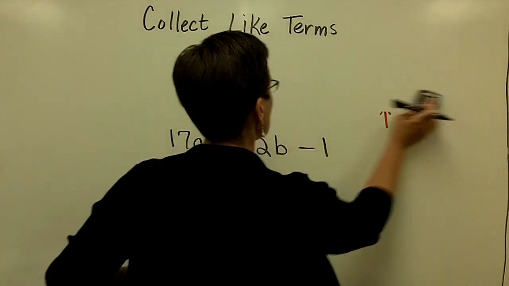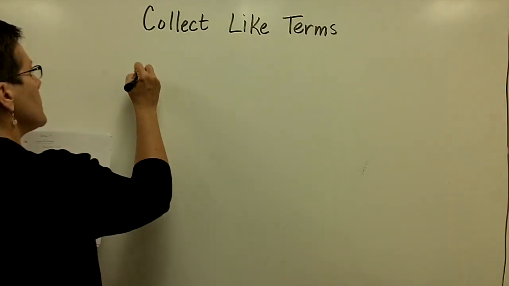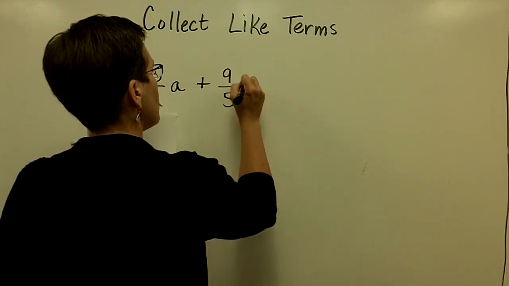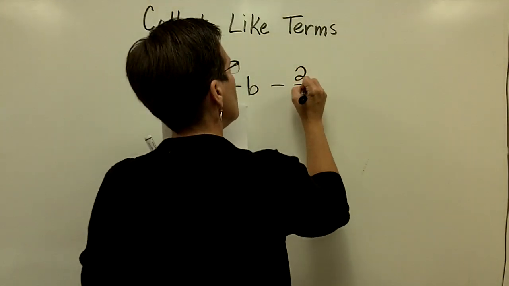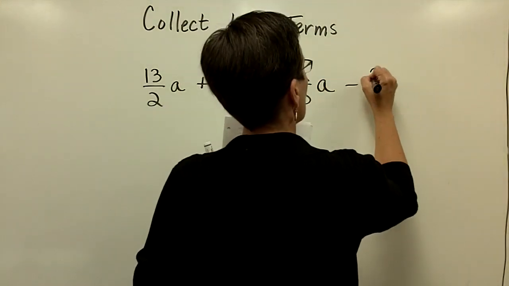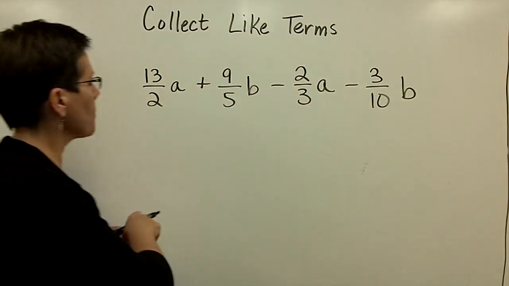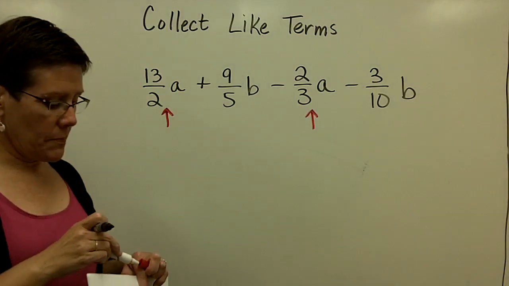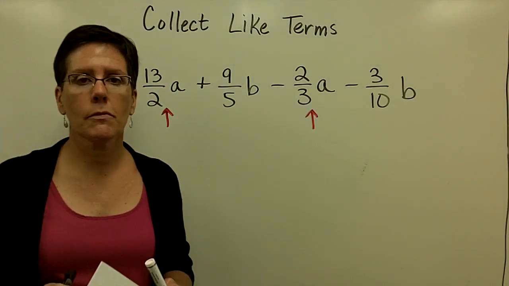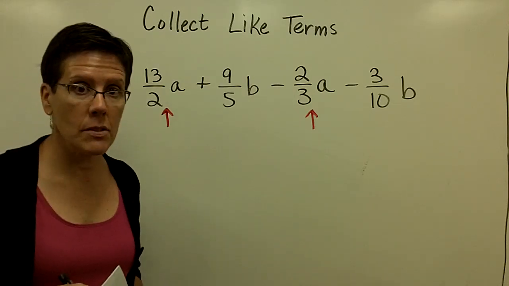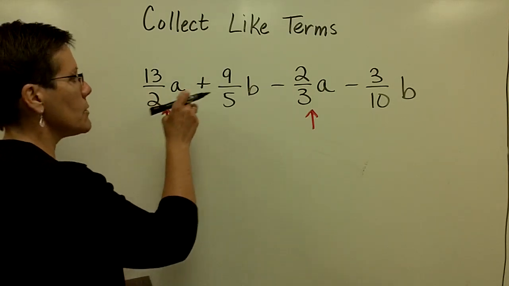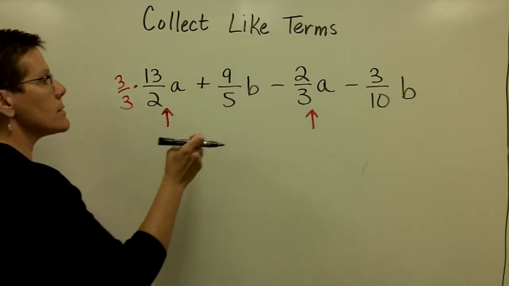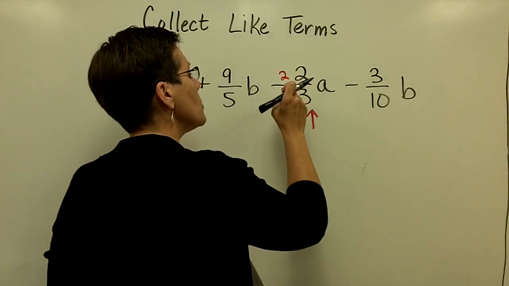Finally, a problem involving fractions. Let's take 13 over 2a, minus 9 over 5b, minus 2/3 a, and plus 3/10 b. So this one and this one are like terms because they both have a as their variable portion, and their common denominator needs to be a 6. This one having a denominator of 2, this one having a denominator of 3. I'm going to multiply this fraction by 3 over 3 to make that a 6, and then multiply that fraction by a 2 over a 2.